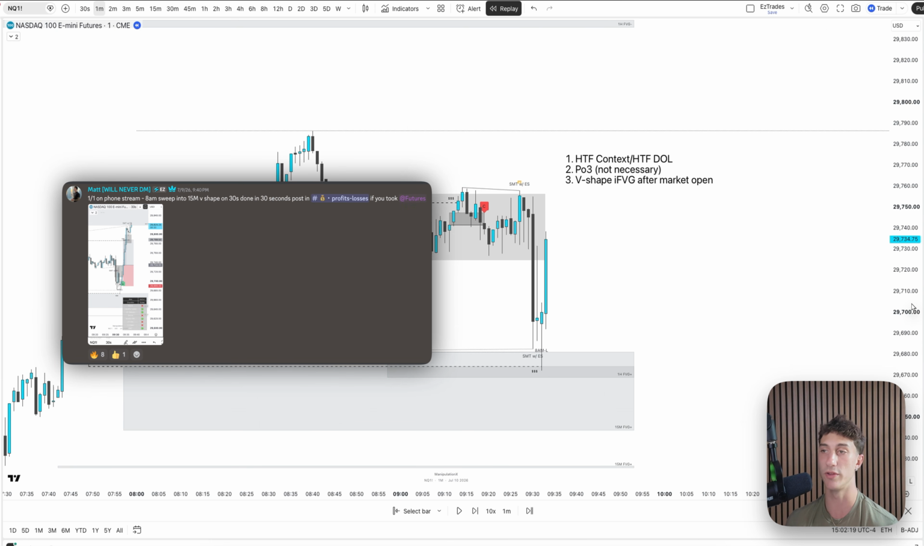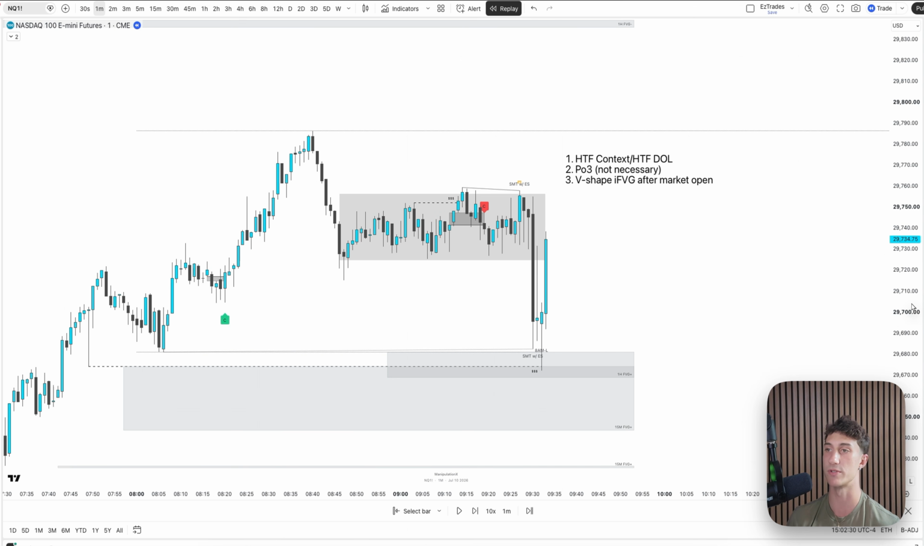Also, take note of this setup, okay? This was actually the only trade that we took on stream during New York session this week, because this was the only A+ setup that I saw. Now, I'll show you guys some other examples as well, but this is a textbook A+ setup.